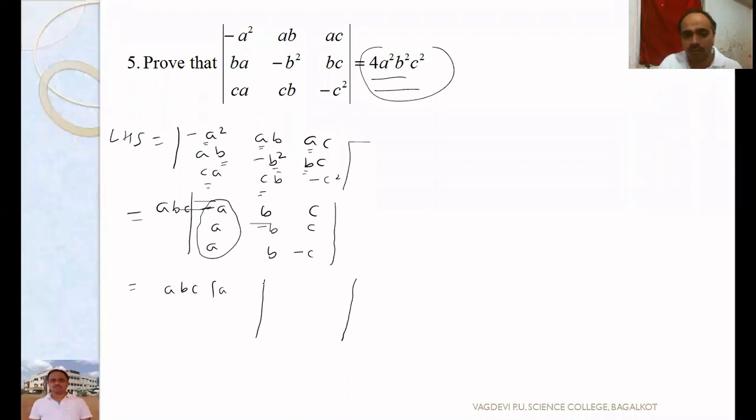So if I take A common, I get -1, 1, 1. Similarly, take B common in the second column, I get 1, -1, 1. And last, C. In the third column, if I take C common, I get 1, 1, -1. So I've taken A, B, C common from the first, second, and third columns. So A, B, C into A, B, C, I get A square, B square, C square.